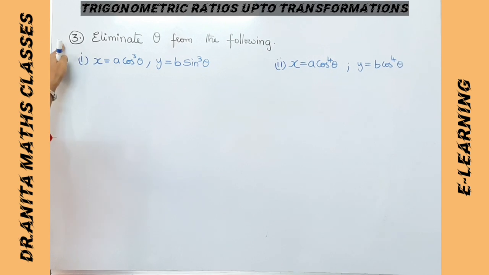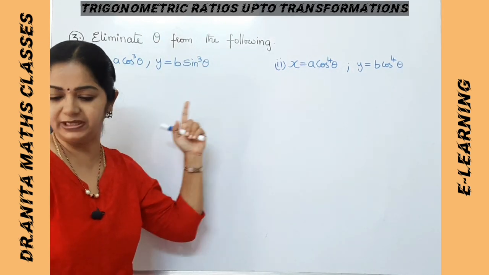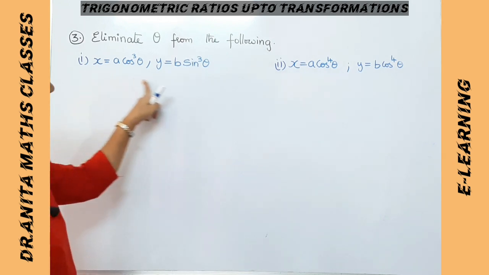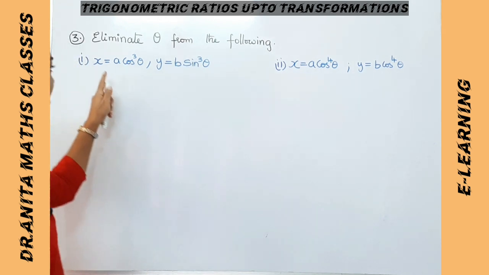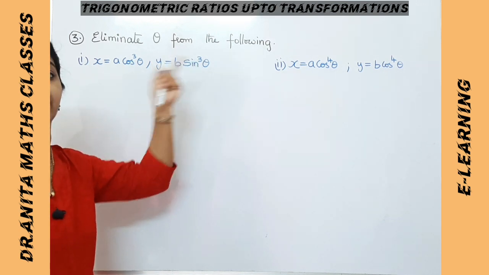Let's see the next. Now the third problem is: eliminate theta from the following. There are 4 bits in the textbook. Here the first and the second I have noted down. See here, x value is given as a cos cube theta, y value is given as b sin cube theta.